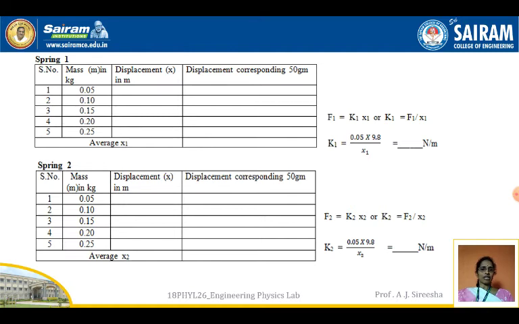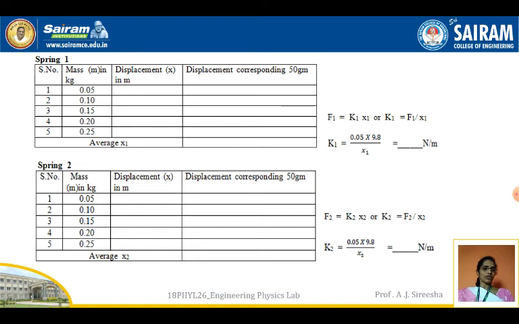Corresponding displacement to 50 grams can be noted down, that is, the difference in the displacements of 50 grams and 100 grams will be taken as the displacement corresponding to 50 grams. So you get the average value of displacement corresponding to 50 grams. Using the formula F1 is equal to K1x, or K1 is equal to F1 by x1, we have taken the displacement corresponding to 50 grams.